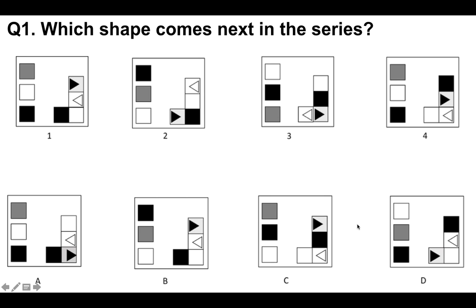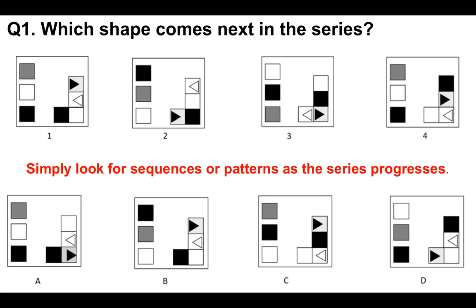Now, these test questions are timed. If you are inexperienced with abstract reasoning test questions, then these will just look a mass of confusing squares with different shaded black and white colours in them and shapes. However, there is an easy way to tackle these questions. All you need to do is simply look for sequences or patterns as the series progresses from number 1, 2, 3, and 4. And I'd like you to take a note of this: use a process of elimination. That is the fastest way to answer abstract reasoning test questions.